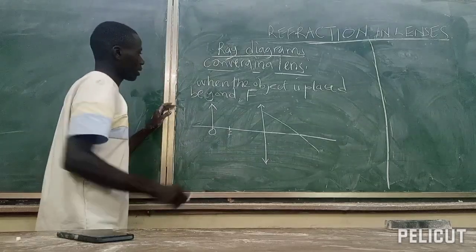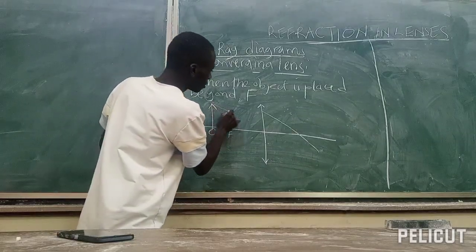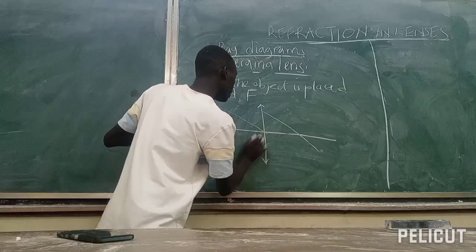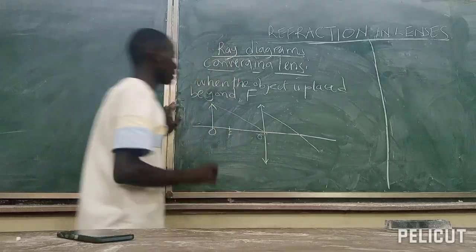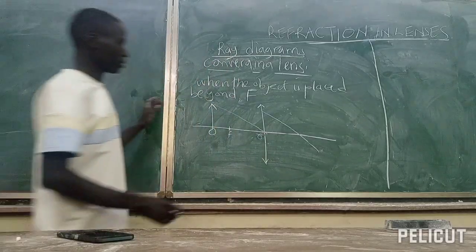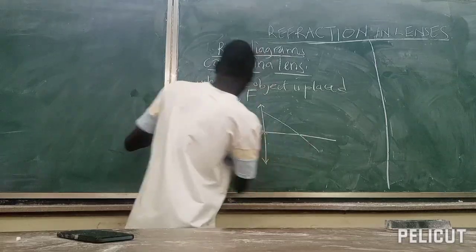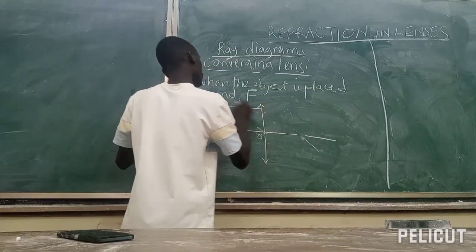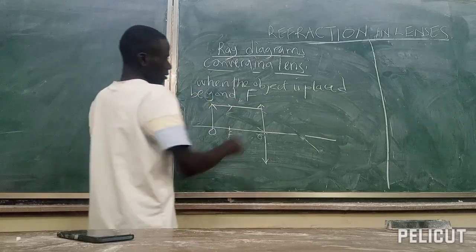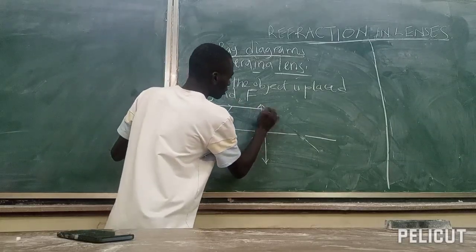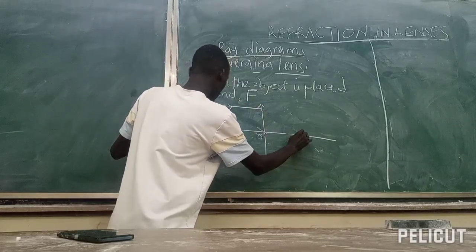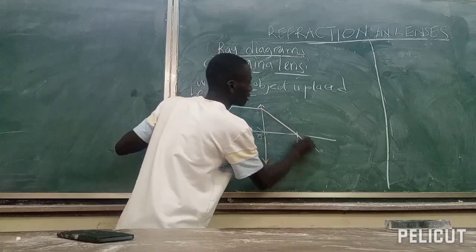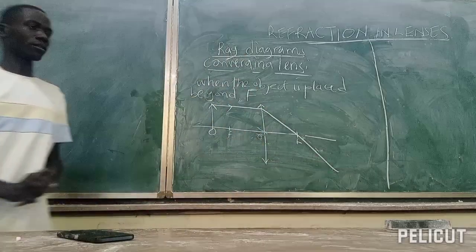Then another one will come, passing through the optical center. The optical center, as you saw in the reflection, is the center of the lens. So this one will also come. So let us try to draw. This is our first ray. This one will be converged to pass through the principal focus on the other side of the lens. So it will come like that.